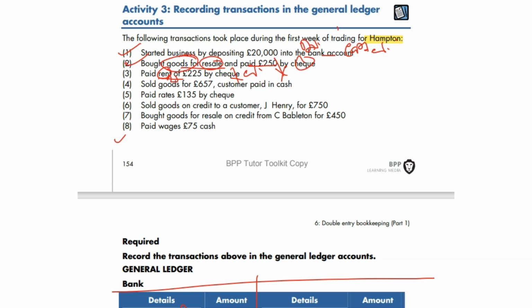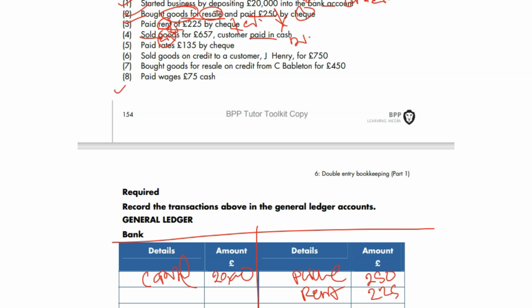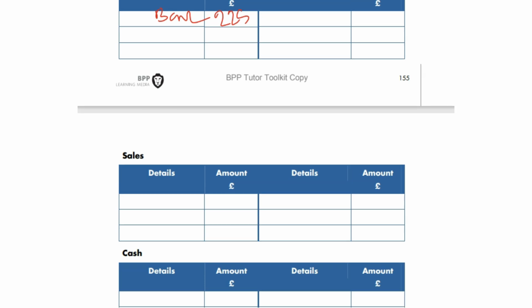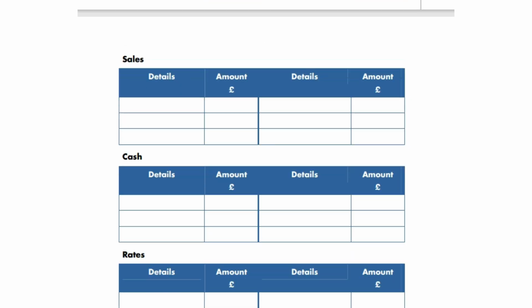Number 3 done. Number 4, sold goods, customer paid in cash. Sales is a credit account, and cash is debit for this one because money is coming in, 657. Do you have any cash? No, we need to open a cash account. Cash. Sales credit and cash debit, 657 we said. Here you write sales, just like the opposite account name we write it. There you write cash.